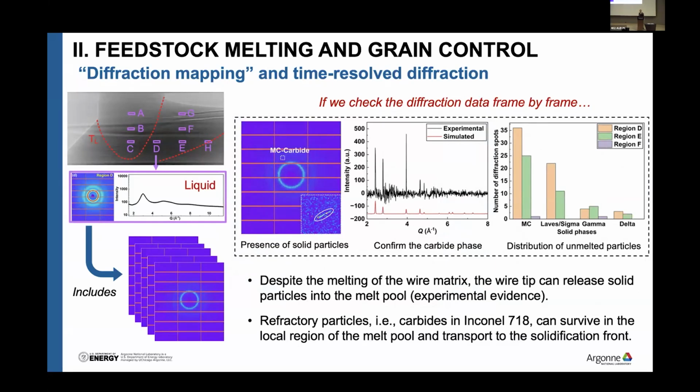So we did a phase indexing and a comprehensive statistical analysis of the distribution of these diffraction signals corresponding to the fully liquid regions. And eventually we concluded that these particles are refractory particles in these materials, and they are actually released from the wire tip. They concentrate at the bottom region of the melt pool, and can be transported to the solidification front.